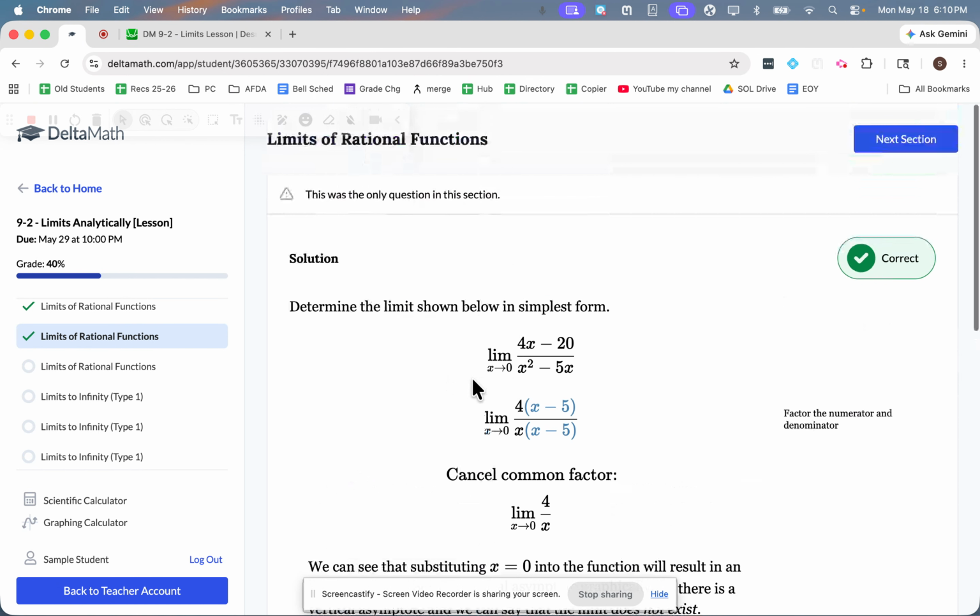Okay. So again, hole or vertical asymptote, but this will tell you where you should be looking and whether you're going to be looking for the hole or the vertical asymptote.